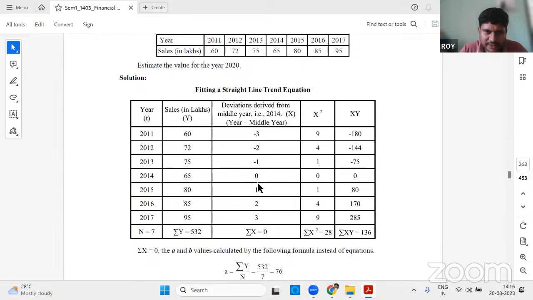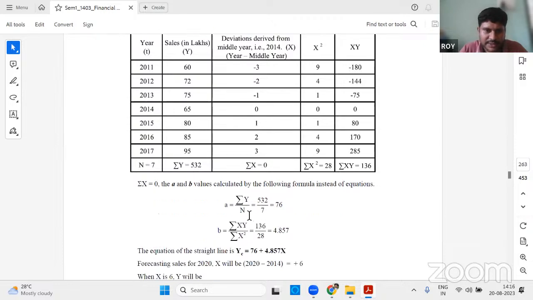65 minus 65 is 0. And then this is the sum. You will see this: sum of Y divided by N is equal to 76. When we have taken 76, and sum of X into Y, if we calculate this one, we will get 136. And then the sum of X square is 28. You will get these values.